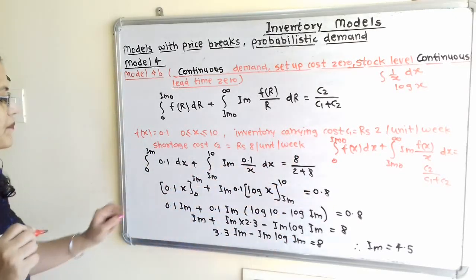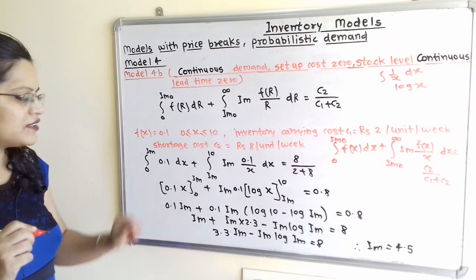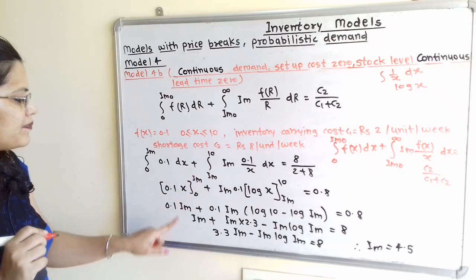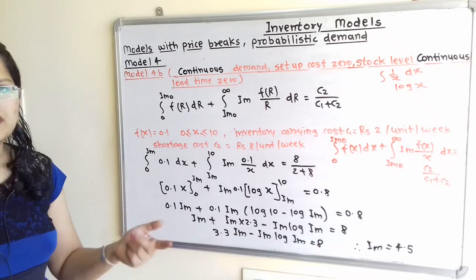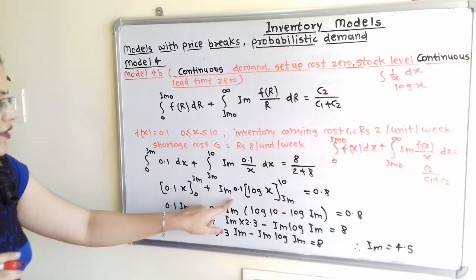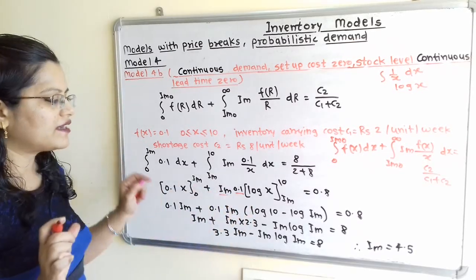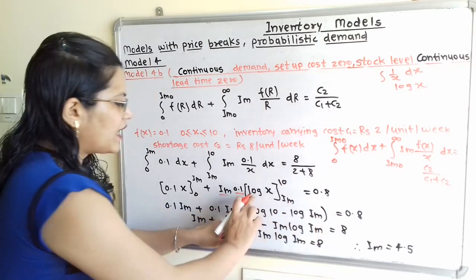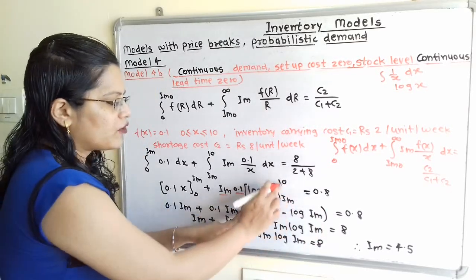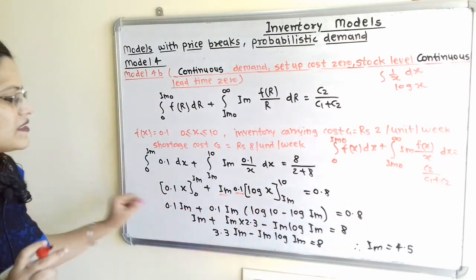Now it is simple. We put Im instead of x, and 0 instead of x, taking the negative sign. So here 0.1 Im minus 0.1 into 0, that is 0. So I will just write 0.1 Im plus. Now here 0.1 into Im is a constant term, so we write it as it is. In the bracket we take log of 10 minus log of Im, because this is the range, is equal to 0.8. Now we will simplify this.